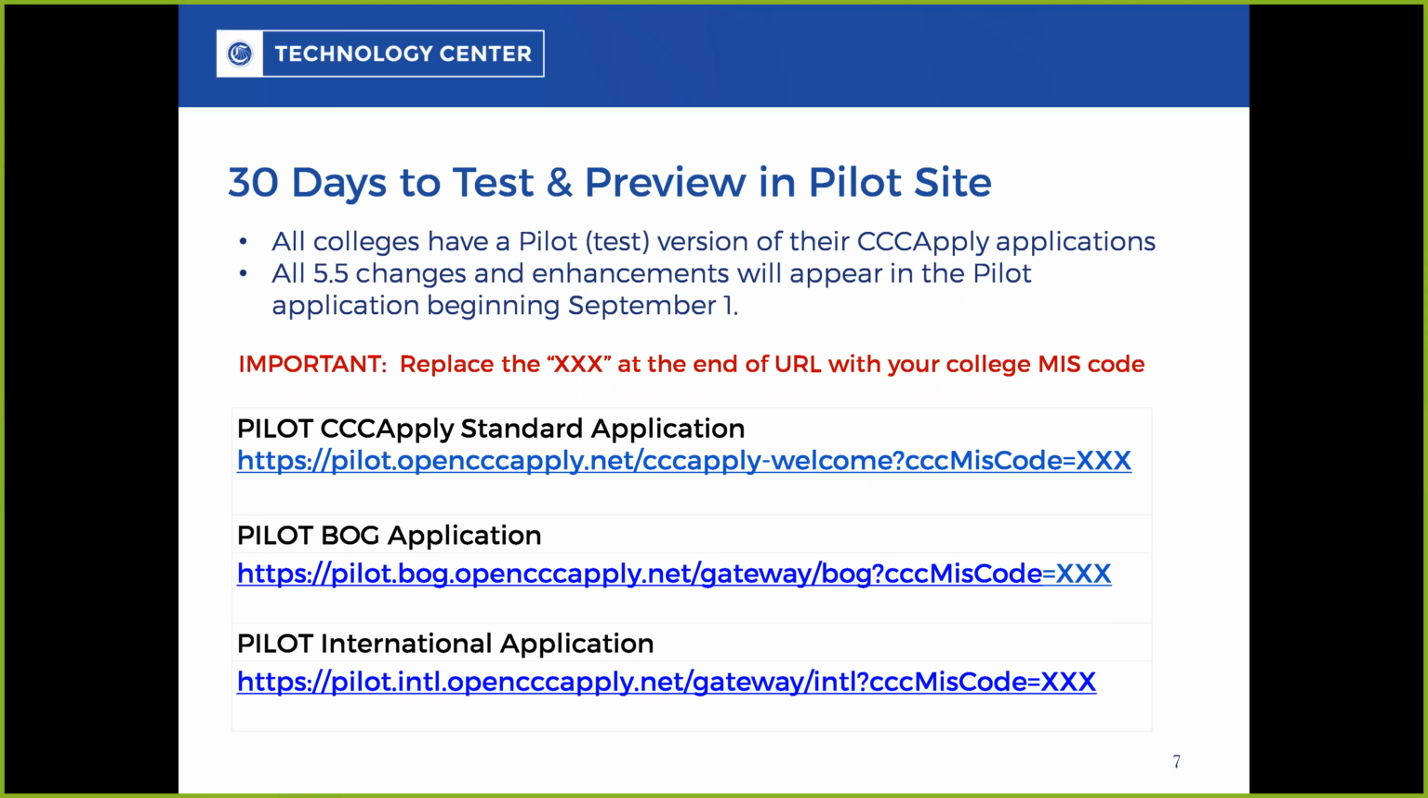But I wanted to point this out because, if you're a single college district, don't use your college MIS code, which all end in 0. All district codes end in 0, college codes end in 1, 2, 3 or more. So replace the X's, put your MIS code in there, bam, you're in your pilot test application. You can preview, and then maybe contact us and say you want to implement the BOG or the international app.